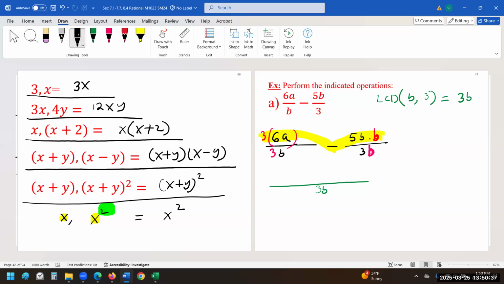So what do you have on the first numerator? 18a, and the second numerator? 5b squared. Can you factor out anything here? No. So you're done. If you cannot factor, you're done. But if you can factor, you have to keep going.